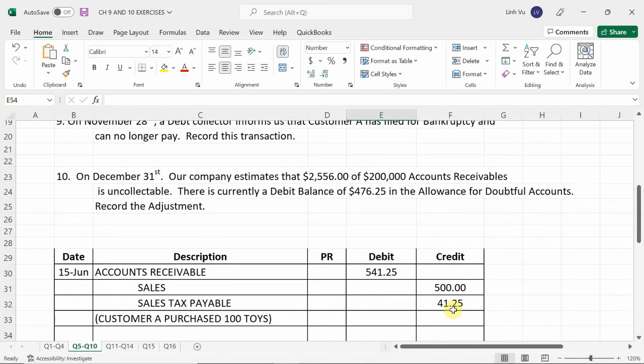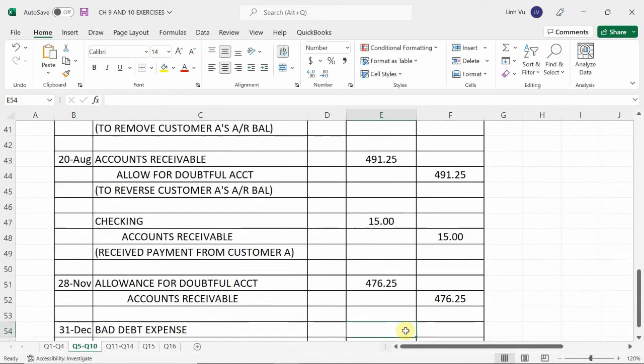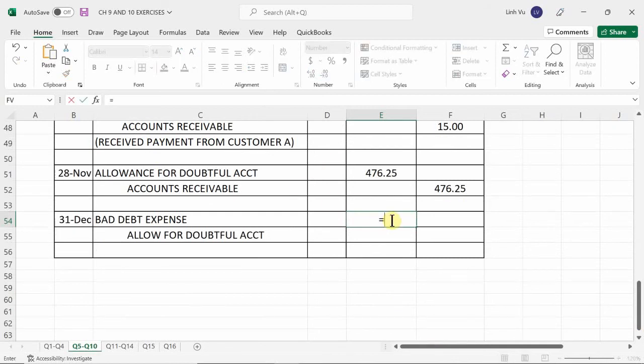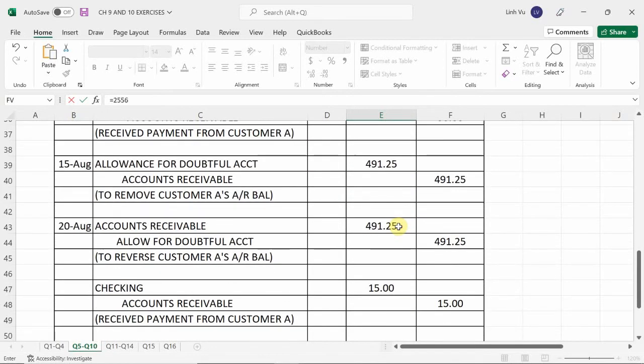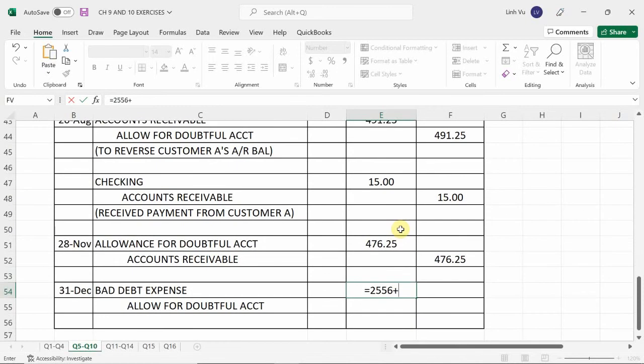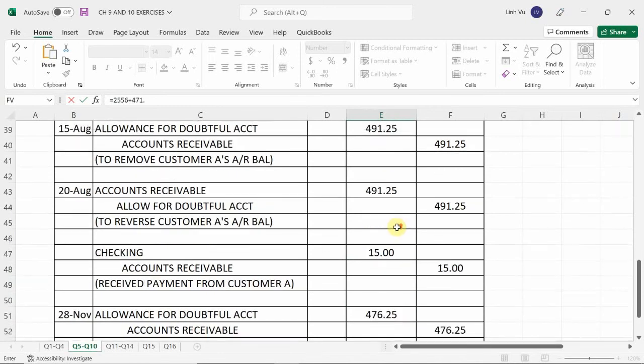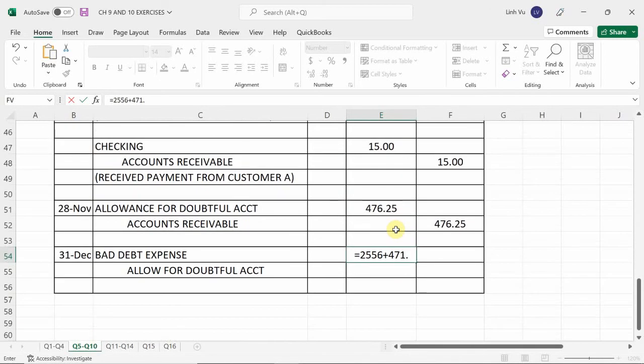What's the rule? Add if it's debit. So in this case, how much am I going to be writing off bad debt for? $3,032.25. Good. Right? So we're going to take my estimated amount of, what was it? 2,556. And we're going to add the 476.25. Good.